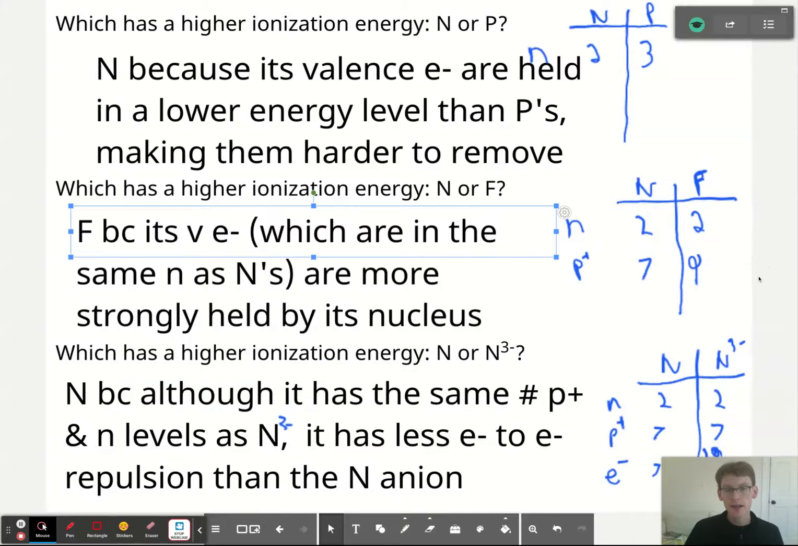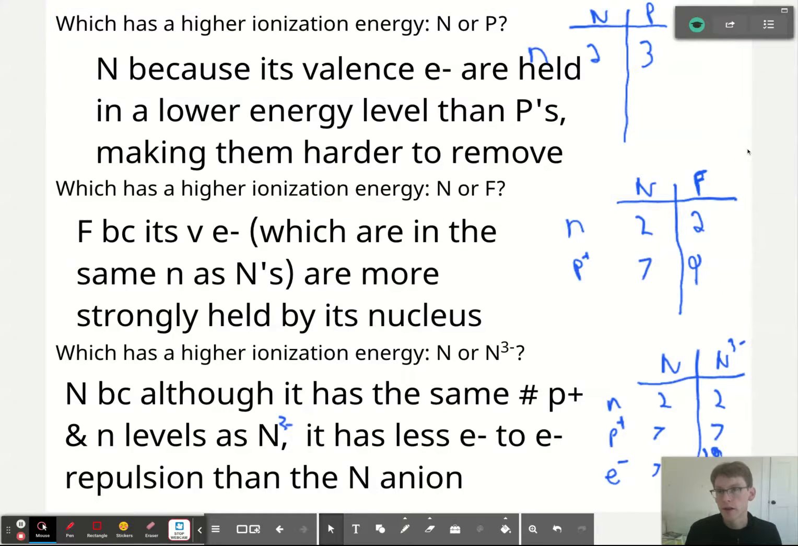So what I'm saying here is that when you add 3 more electrons to nitrogen and make it N3-, those electrons will be repelling each other, and that makes them be of relatively higher energy and makes it easier to remove an electron. Therefore, nitrogen with no extra electrons will have the higher ionization energy because it's harder to remove an electron from it.